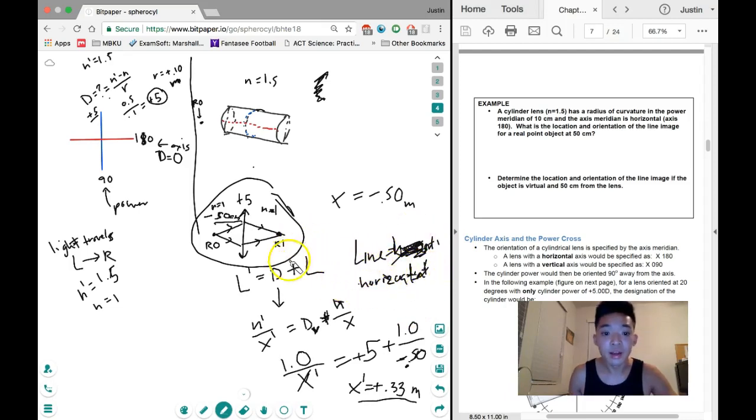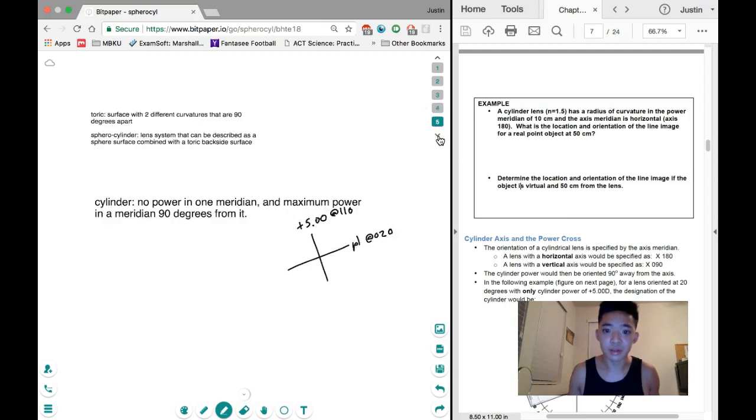All right, so the next problem, or part 2, says determine the location and orientation of the line image if the object is virtual. So I'm just going to go ahead and make a new one. I'll continue on this side because I have no more space. I'm not going to redraw anything, but we still use this equation. We always want to use this equation when we're trying to predict an image or object location.